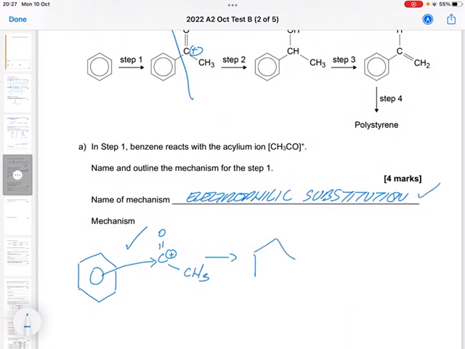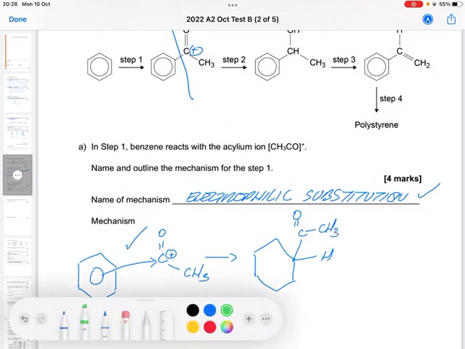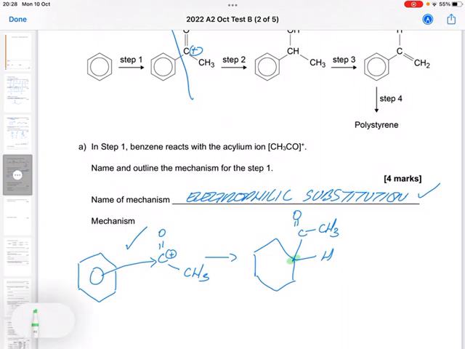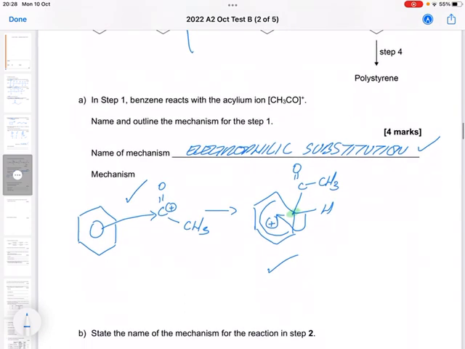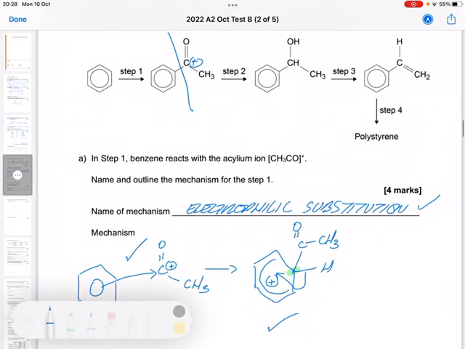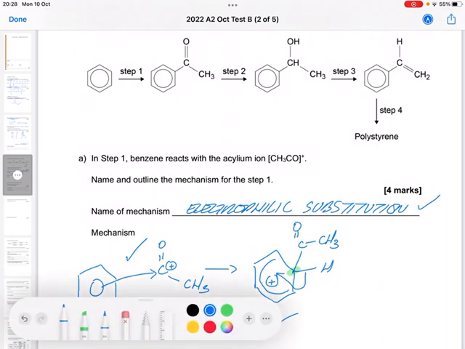And then 1 mark for the correctly drawn intermediate. So it doesn't matter where I put it, so I'm deciding to put it here. And remember that delocalization cannot occur around there, but it can occur around all of the other carbons here with a positive charge in. So 1 mark for the correctly drawn intermediate, and then 1 mark for the curly arrow from the middle of the carbon-hydrogen bond back in, and that makes that product there at the end of step 1.